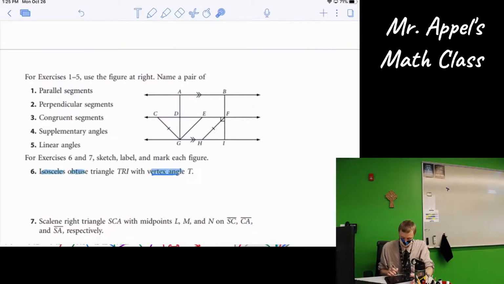Where are the parallel segments? Well, you look for the little marks. That's this line here. That's another one there. That's this line. Okay, how can we name those two lines? There's multiple answers for each of these because there's multiple ways to name them, and some elements are there in multiple ways, okay?